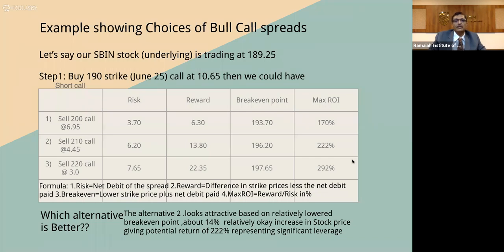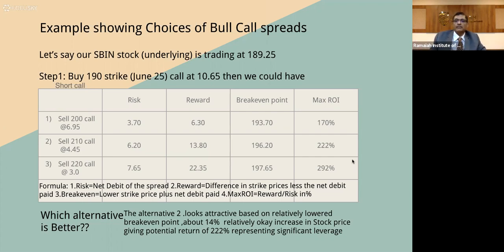So that's my risk. It could have been 10.65 had it been a long call strategy. What's my reward? My reward is 6 rupees 30 paise. The reward is the difference in the strike prices less the net debit. Assuming the stock expires at 200, 200 minus 190 is my gain, less what I paid, that is 3.70. So my reward is 6.30. My break-even point is 193, which means I need to reach that point, and if I go upwards, I'll make a profit.